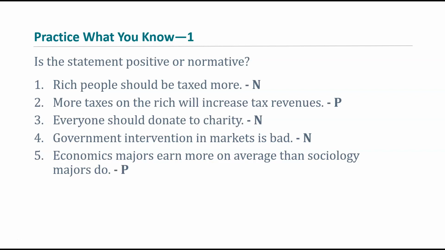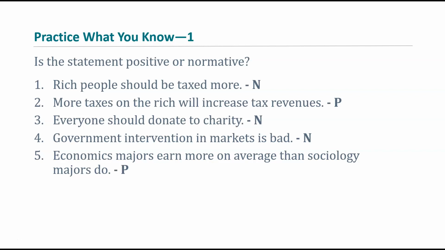So rich people should be taxed more. It's a normative statement. It's an opinion. It's a should statement. We can't test it. We could test something like the next one, which says more taxes on the rich will increase tax revenues, right? We can actually look at data and see what happens to tax revenues when we increase taxes on the rich.